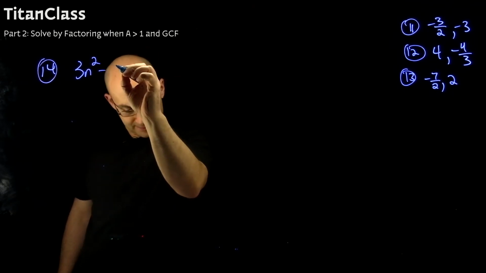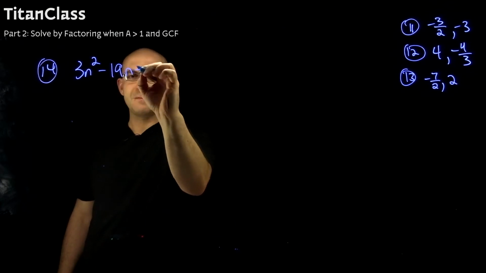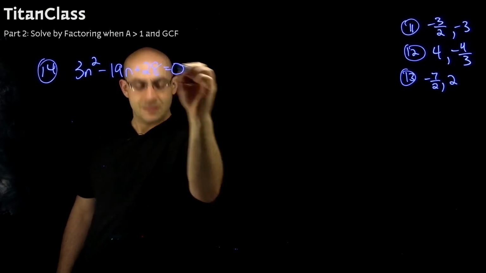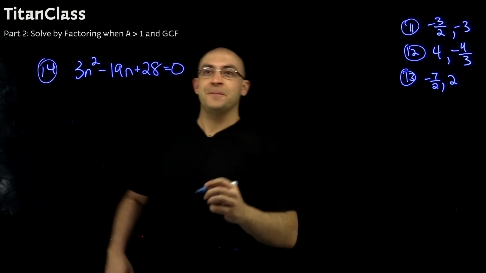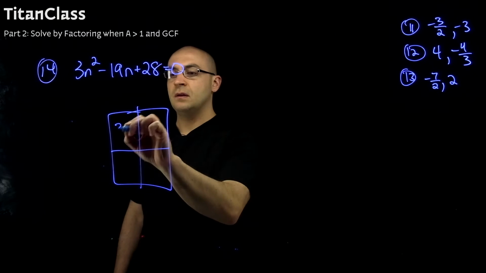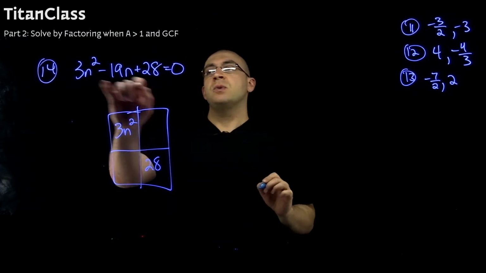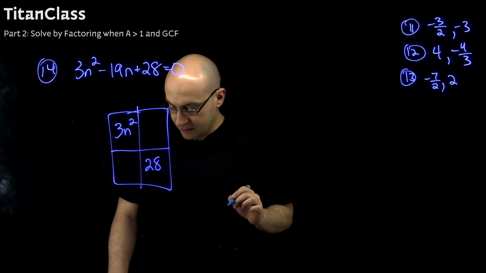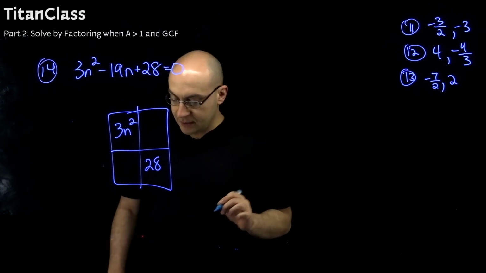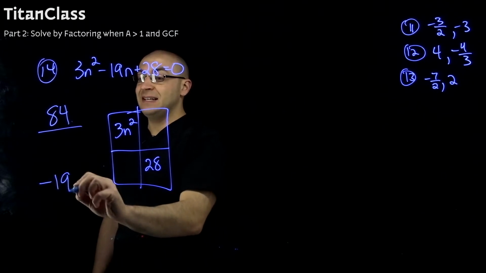It's weird. Is that a 19? Oh, this is going to be a bad one. Okay, here we go. 3n squared, 28. 28 times 3. It's a good thing I have my calculator here. 28 times 3 is 84 for negative 19. Ew.